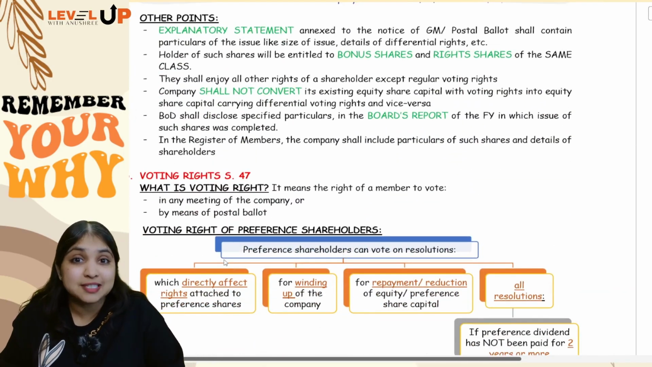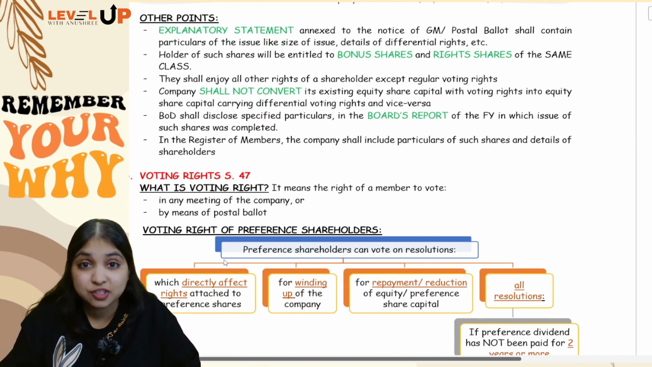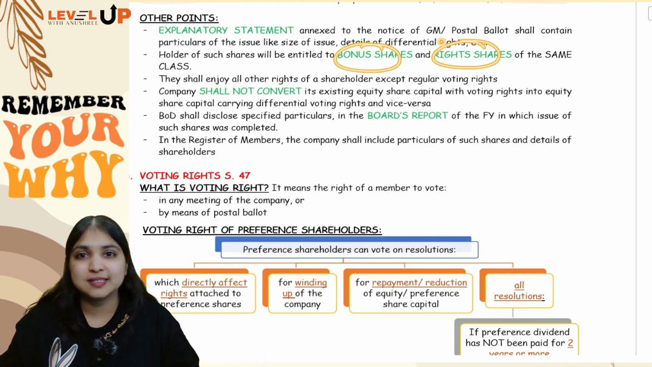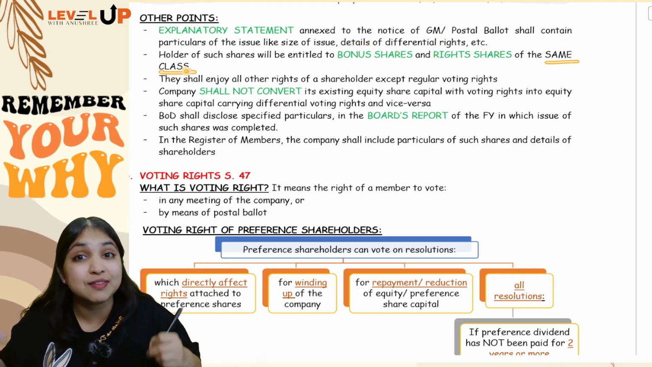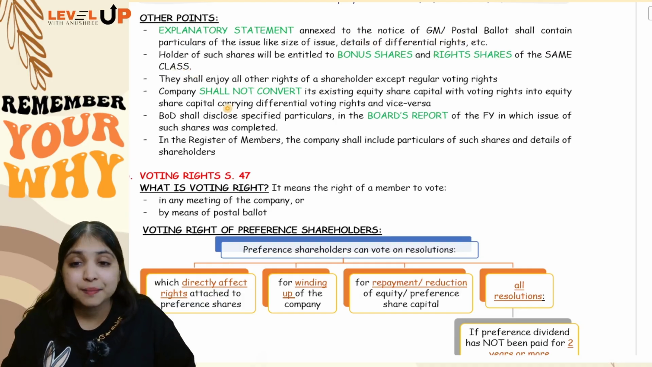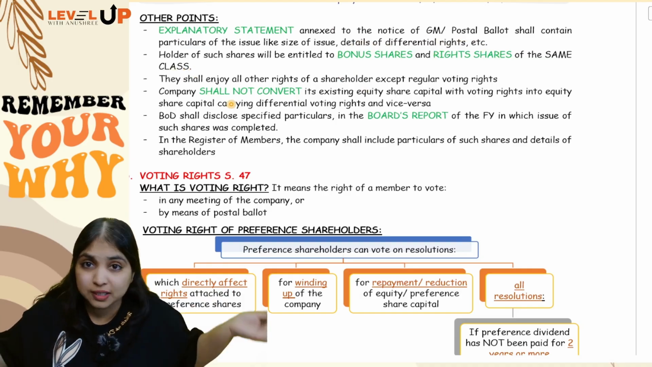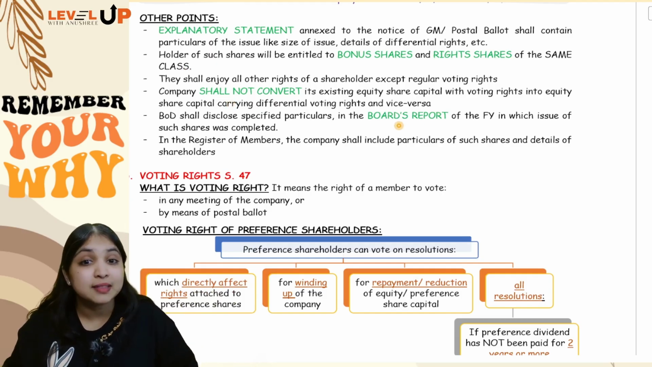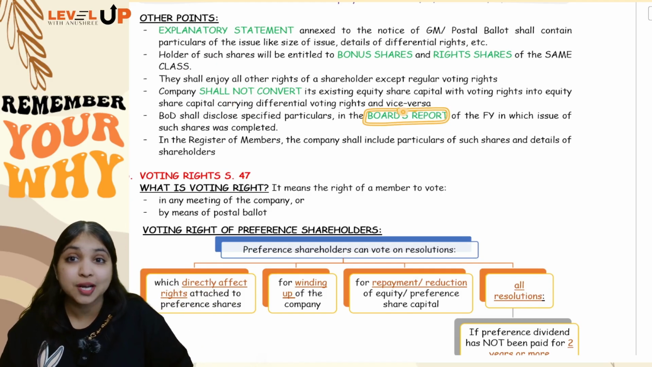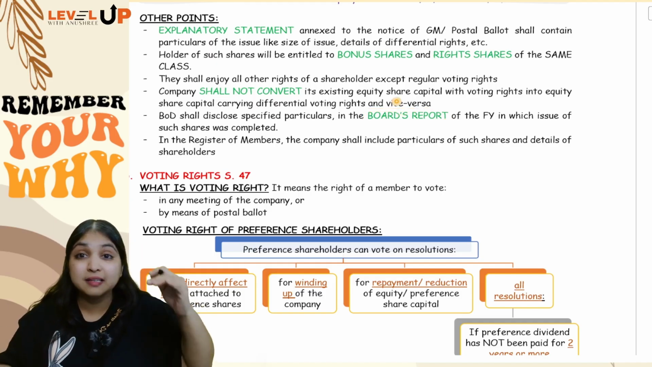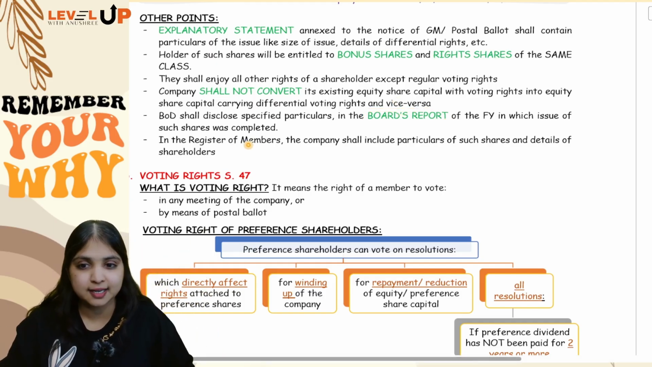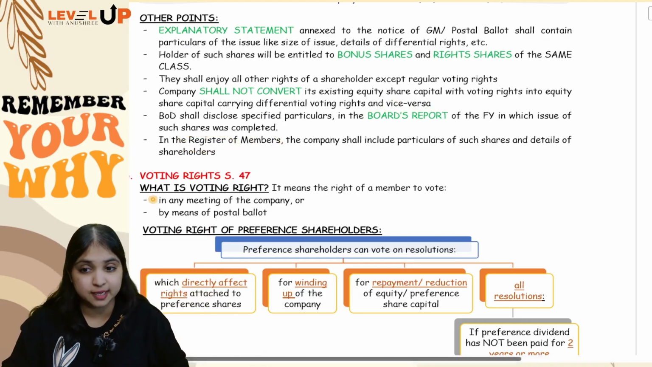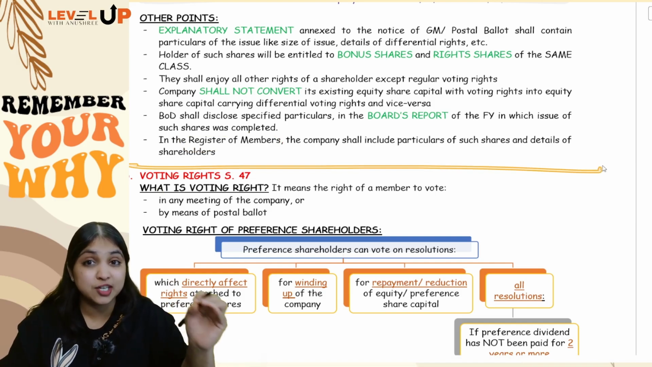Then we learned, if the company is issuing equity shares with differential rights, and to these shareholders the company is announcing bonus shares or rights shares, even bonus shares and rights shares will be of the same class, which means even they will carry differential rights. Then the company cannot convert normal shares into differential shares and differential shares into normal shares. That conversion is not allowed. Then proper disclosure has to be made in the board report about this issue. And when the company is maintaining the register of members under section 88, in that register of members all the particulars about these kind of shareholders also have to be written. So this was a discussion regarding equity shares with differential rights.